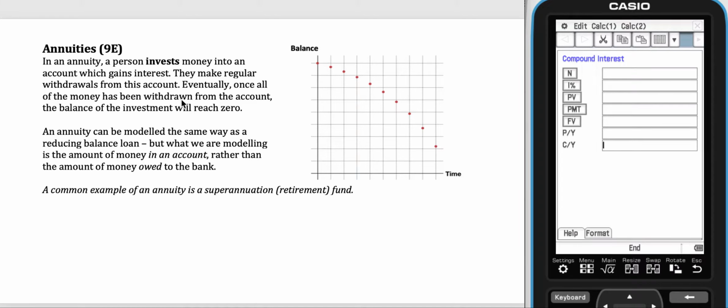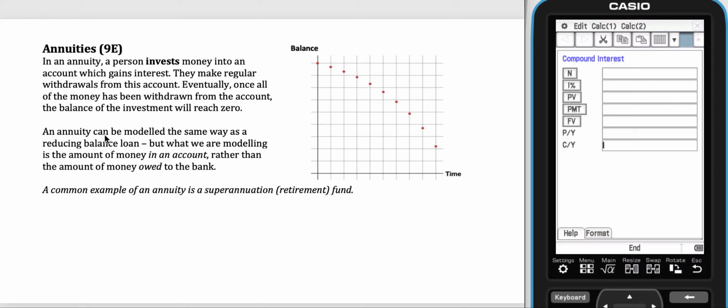So over time, you actually take out all the money from the account and the balance of the investment reaches zero. So when you look at an annuity on a sort of graphical representation, you can see that the balance is pretty high at the beginning, whatever we've put in, but gradually over time, as we make these withdrawals, the balance is decreasing more and more.